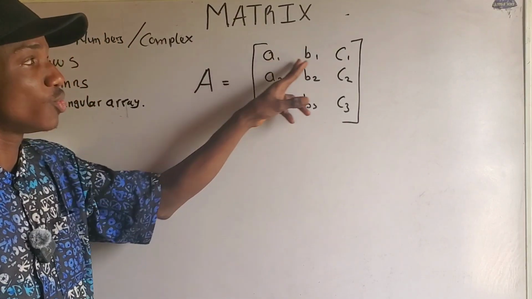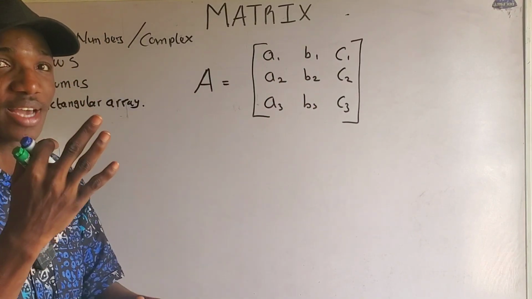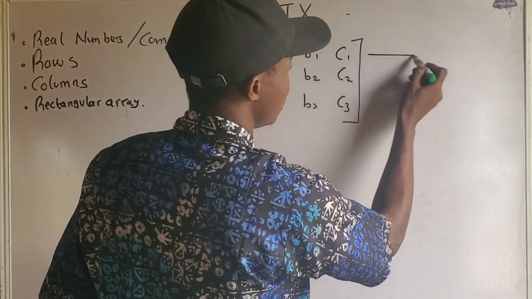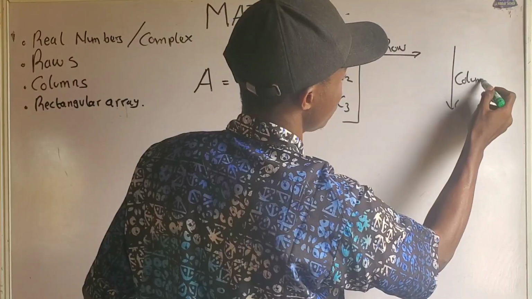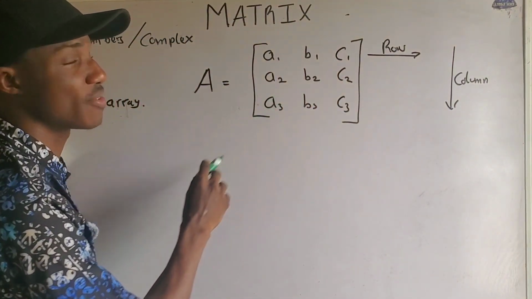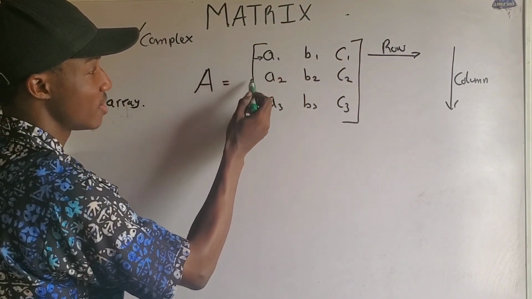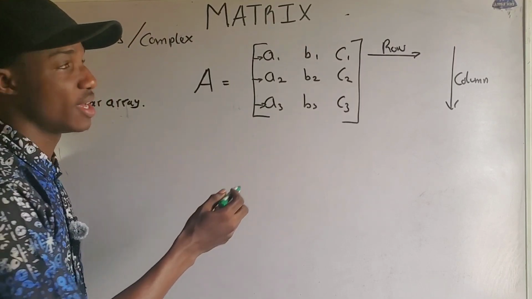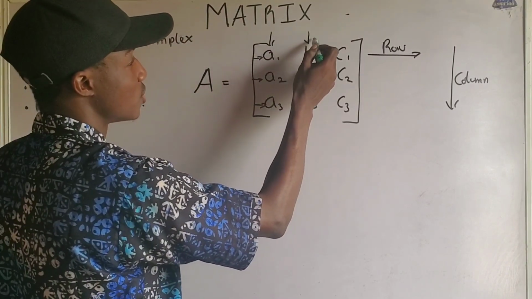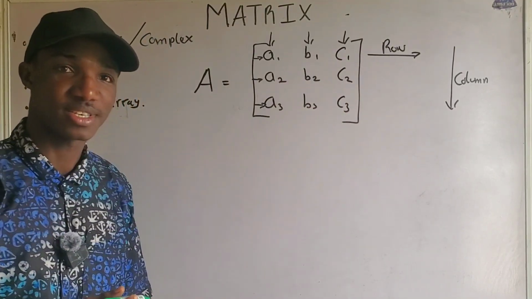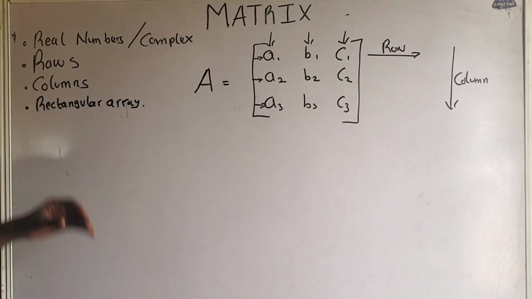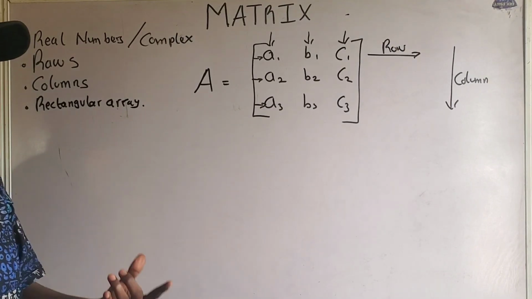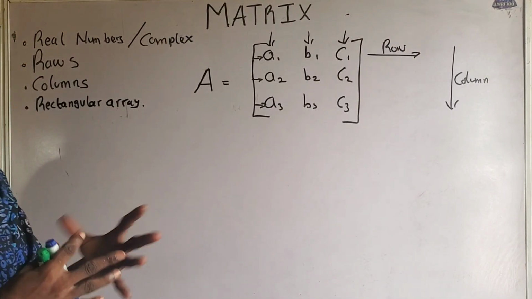Now, how many rows do we have in this matrix? We are having 3 rows, right? Because this is a row, this is a row, and this is a column, this is a column. So how many rows do we have in this matrix? We are having 3 rows. This is row 1, row 2, row 3. And this is what? Column 1, column 2, and column 3. Do you get it? So in this matrix, we are having 3 rows and 3 columns. I'm just trying to justify the definition that I gave to you, that in matrices, we are looking at a set of real numbers or complex numbers that are arranged in rows and columns.